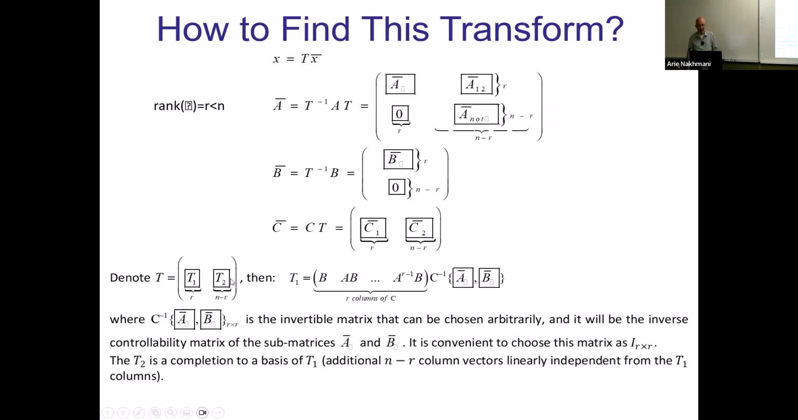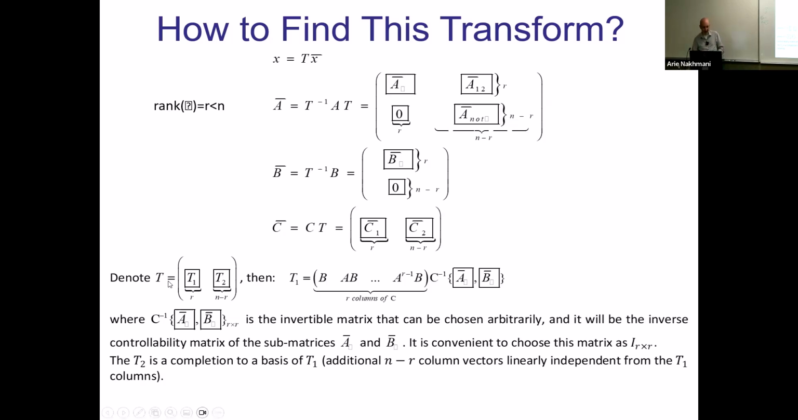So what happens with T2? All you need to do, you need to complement it with any vectors, absolutely any vectors of size N, which will be independent from the previous vectors, which means you need to complement it to a basis, right? So this matrix needs to be invertible. Just pick any numbers which will make that matrix invertible. That's it, right? This is all you need.